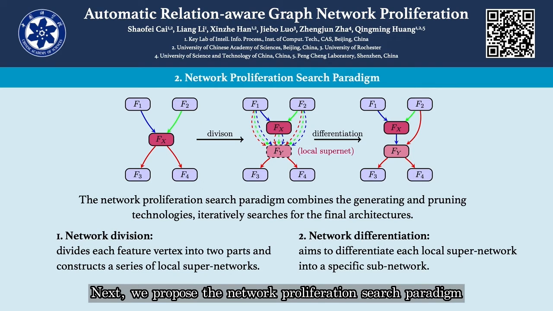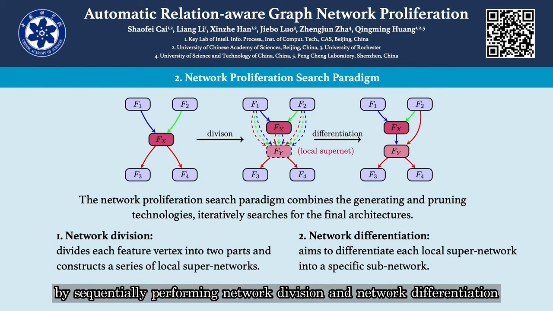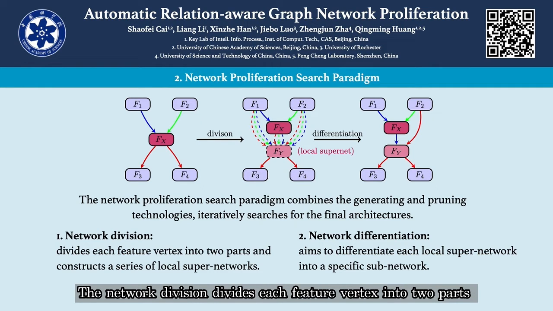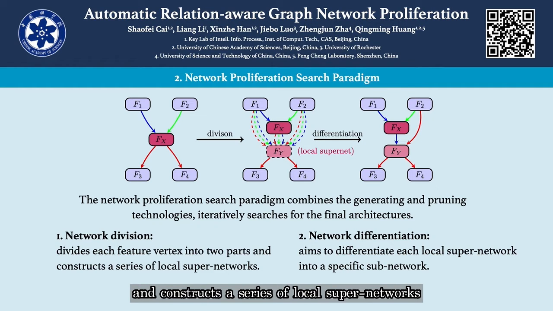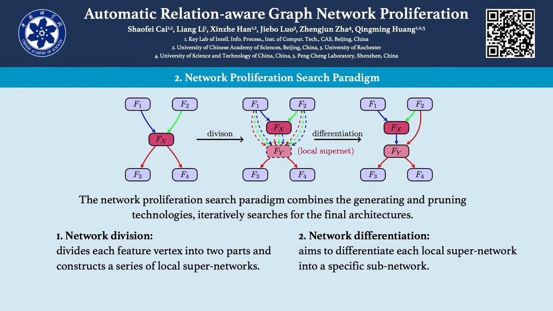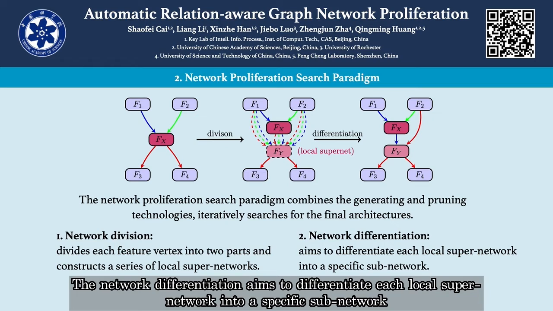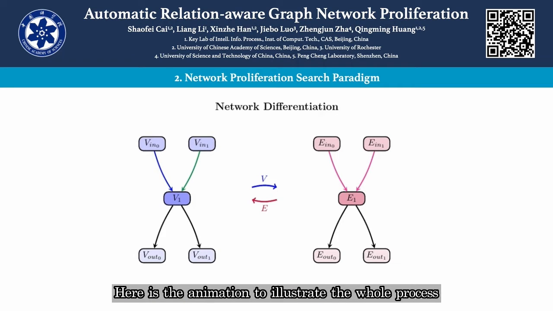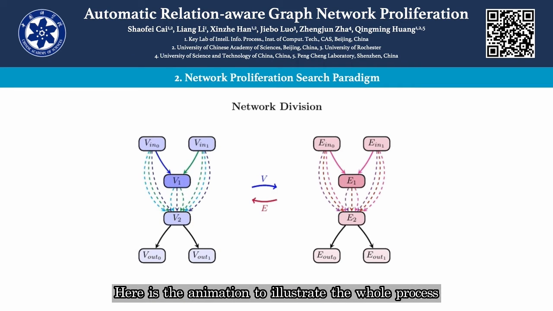Next, we propose the network proliferation search paradigm. It can iteratively search for the final GNN architectures by sequentially performing network division and network differentiation. The network division divides each feature vertex into two parts and constructs a series of local supernetworks. The network differentiation aims to differentiate each local supernetwork into a specific subnetwork. Here is the animation to illustrate the whole process.